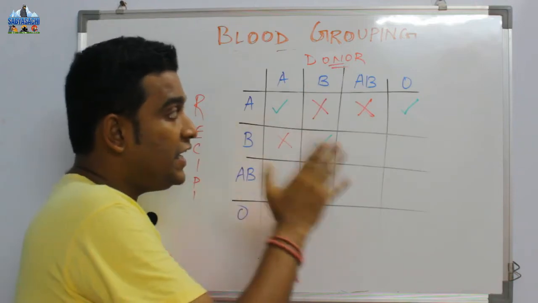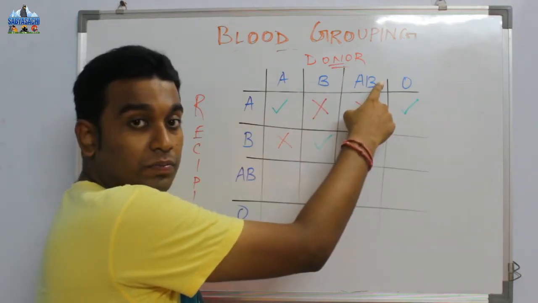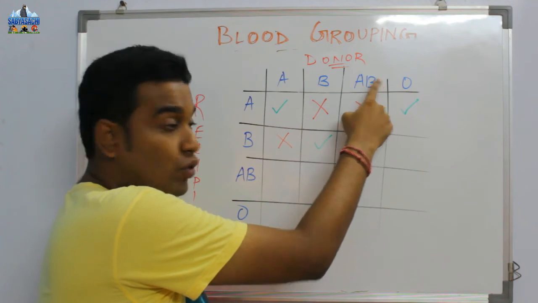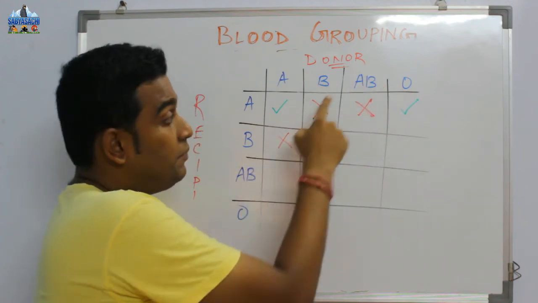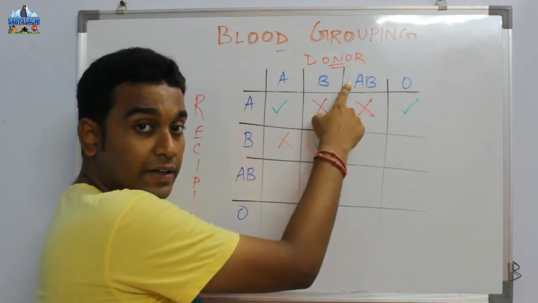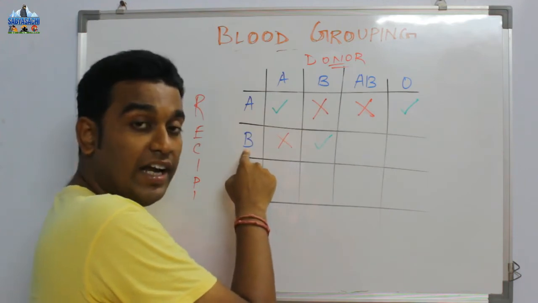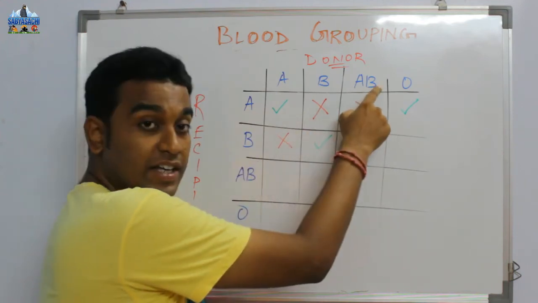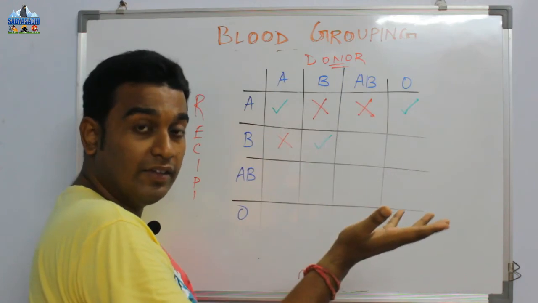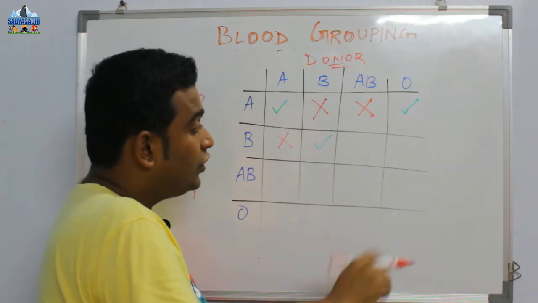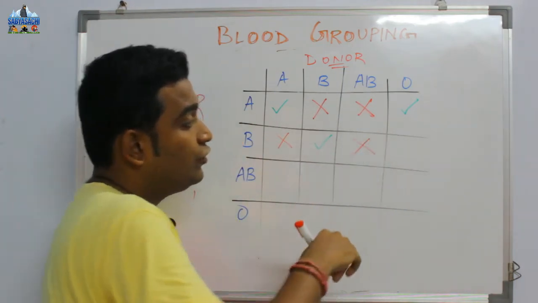AB, if AB blood group is being donated to the B, AB contains both the antigen A and B. B has antibody against the A antigen. So clumping will take place, agglutination will take place. So here also transfusion is not possible.